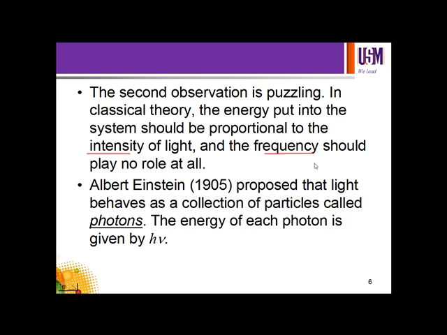Albert Einstein in 1905 proposed that light behaves as a collection of particles called photons. The energy of each photon is given by h nu, where h is the Planck constant. So basically, Einstein used the proposal by Max Planck, E equal to h nu. That means light comes in packets of energy, with each packet having energy h nu.